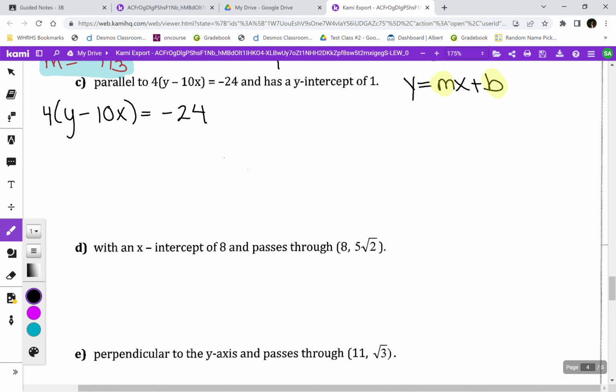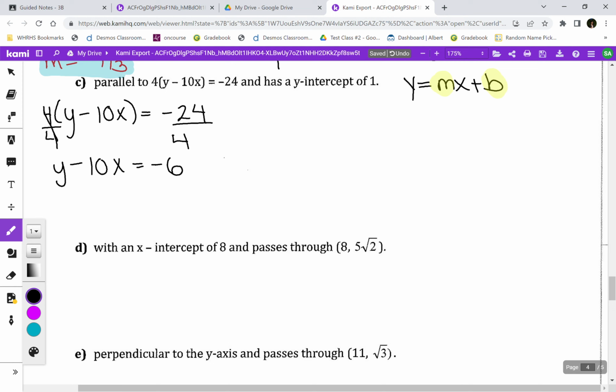How many people would start off this by distributing in a 4? How many people would divide by 4? All right, dividing by 4 would be the fastest way. But if you distributed in the 4, you'd get the same answer either way. Since negative 24 goes into 4, that is the fastest way to do this. So I'm going to divide by 4. So now we have y minus 10x equals negative 24 divided by 4, which is negative 6.